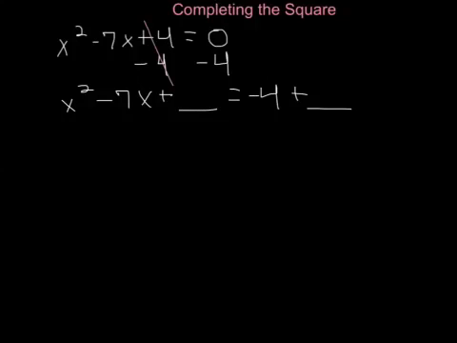plus blank. Now what goes in that blank space is half of the b value, half of negative 7. But we're going to write it as a fraction. So we're going to write it as negative 7 over 2 squared on both sides.